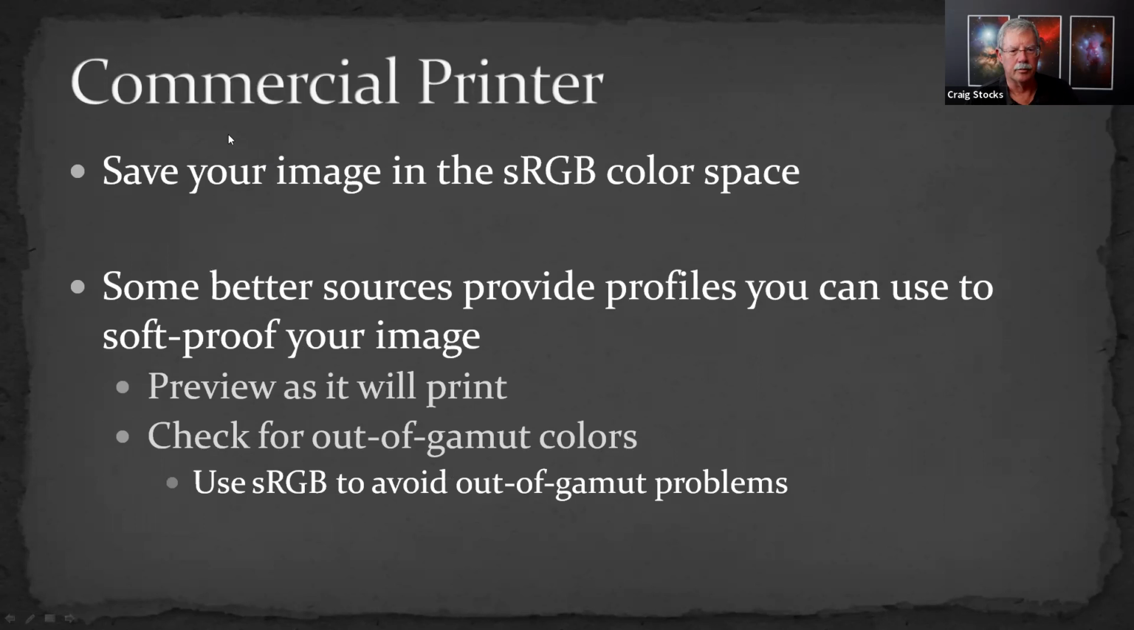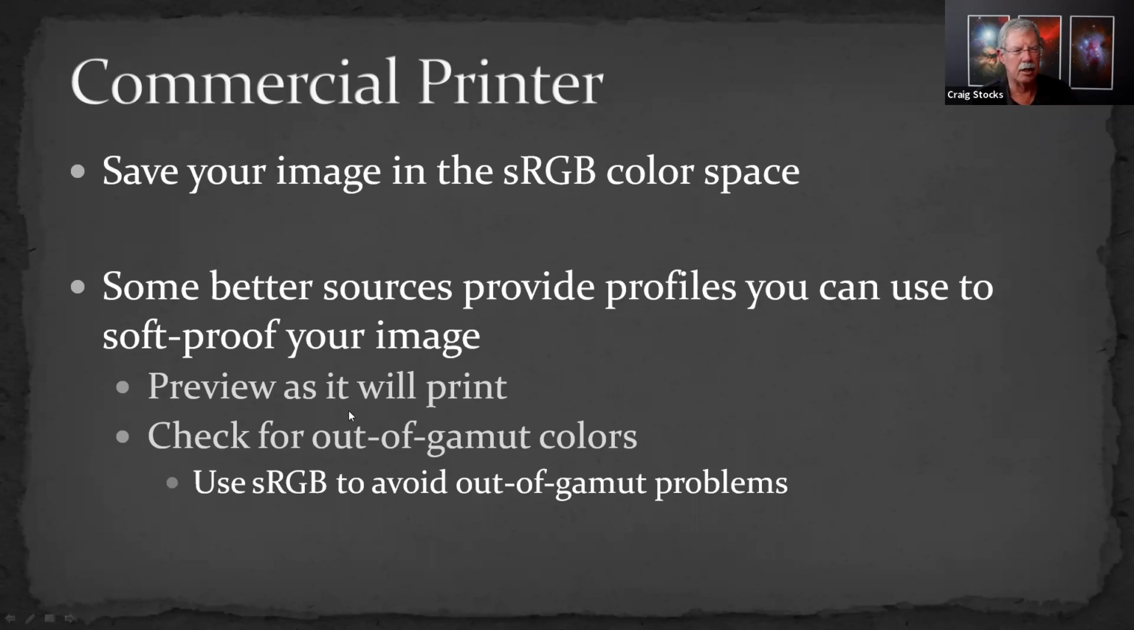So in order to avoid problems, generally when you're sending something to a commercial printer, they want an sRGB color space because their printers can only handle that color gamut. Some of the better sources like Bay Photo will have color profiles that you can download so that you can soft proof. For instance, in Photoshop, you can turn on soft proofing and tell it to show you what this image will look like using this device profile.